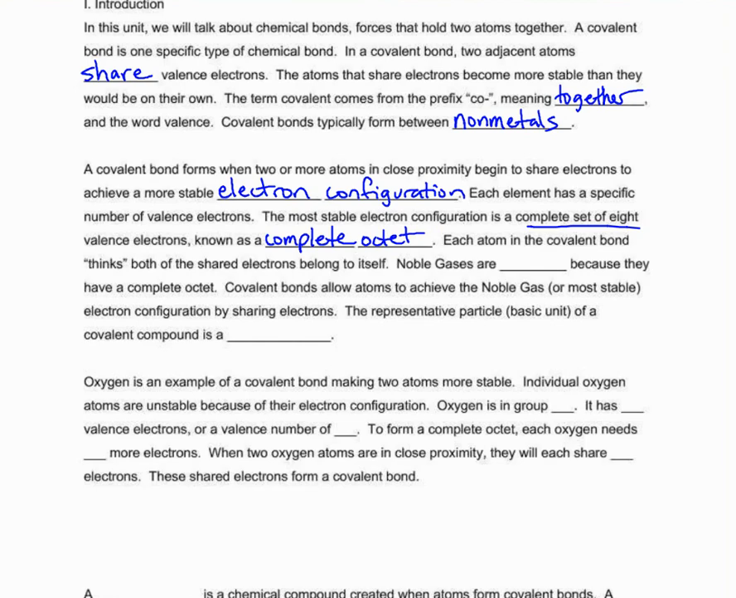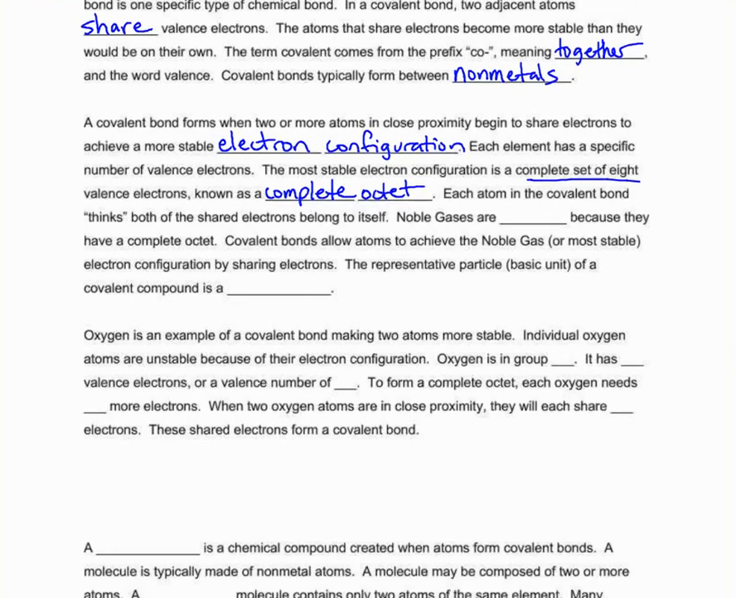And the interesting thing about a covalent bond is that each atom thinks that both of the shared electrons belong to itself. So they're trying to go for this noble gas configuration. Noble gases are stable, and they're stable because they have a complete octet. Covalent bonds allow atoms to get to the noble gas configuration, or that most stable configuration, by sharing the electrons.